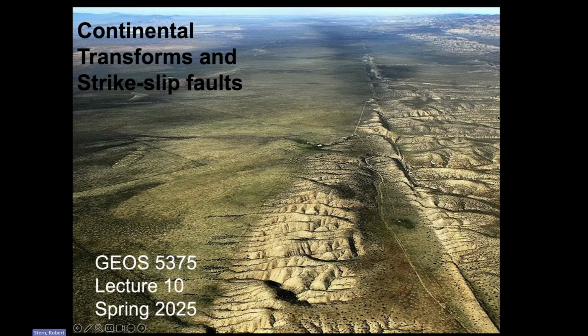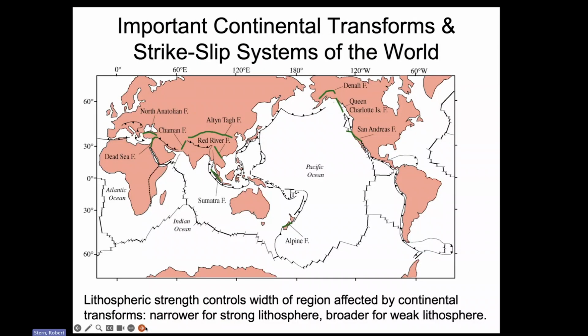Let's move on to continental transforms and strike slip faults. Here we're looking at an excellent aerial image of the San Andreas Fault in California, and you can see the fault very clearly heading off into the distance. And there are many important continental transforms and strike slip systems.